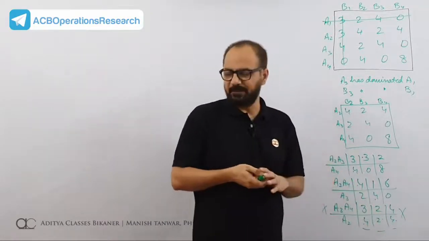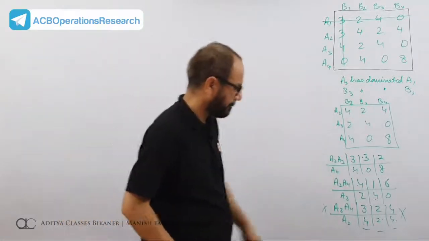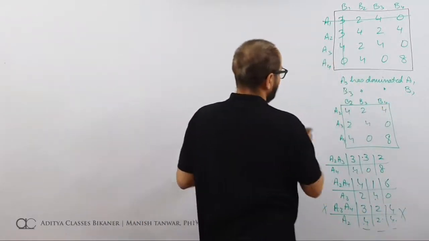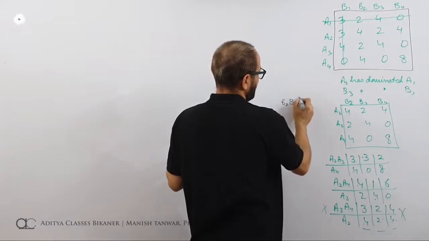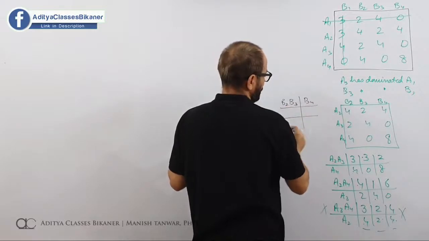So, rows have given me nothing. Now, let me move to columns. Let me compare columns. B2, B3 against B4. Combine B2, B3 against B4.